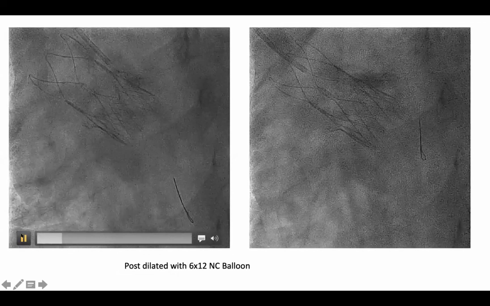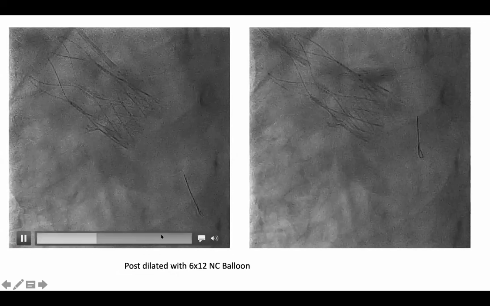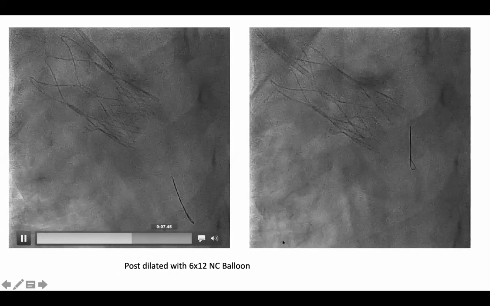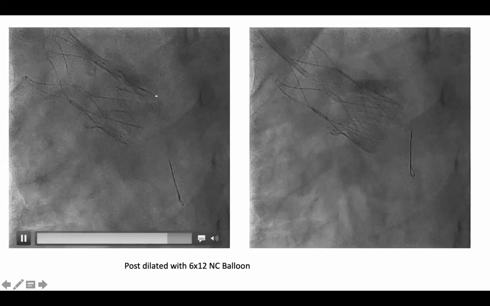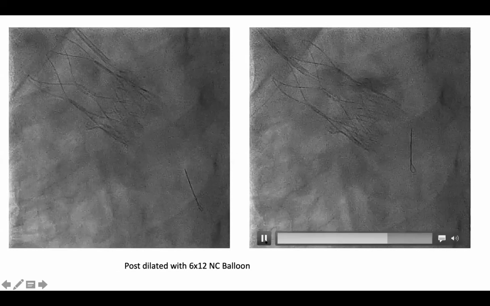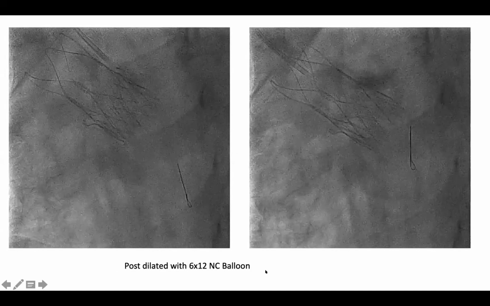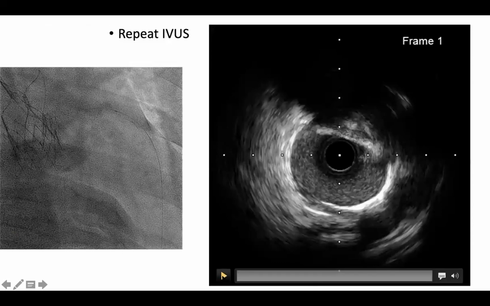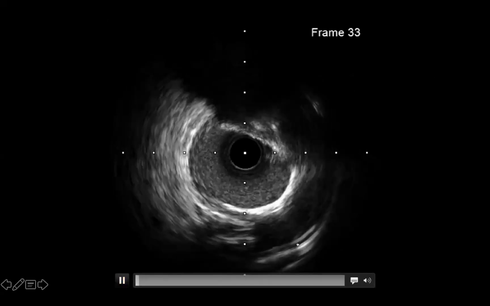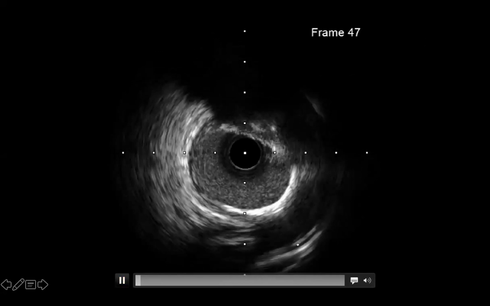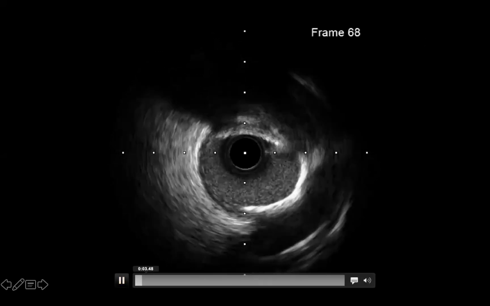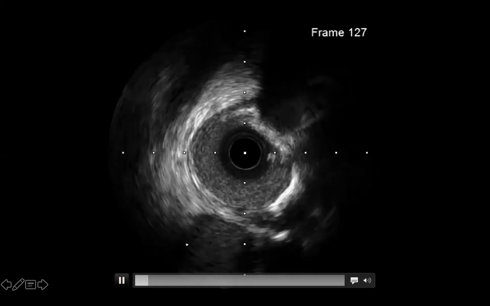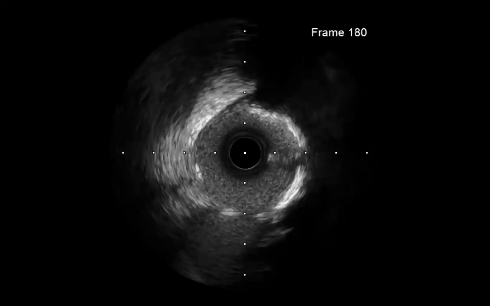I'll just go ahead, Jawad. He then post-dilated the stent with a 6x12 NC, and then stretched up the ostium of the stent of the left main as well. And then we repeated the IVUS, and I'm just going to play the run. This is again starting from the proximal LAD, and it will come back to the left main.